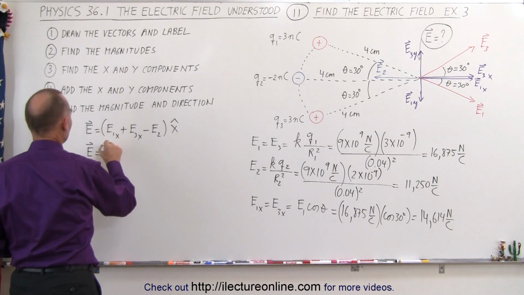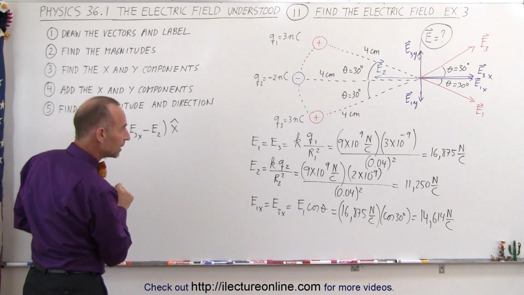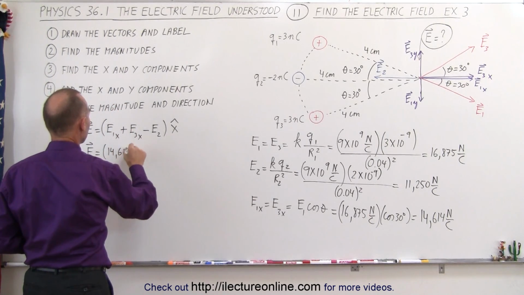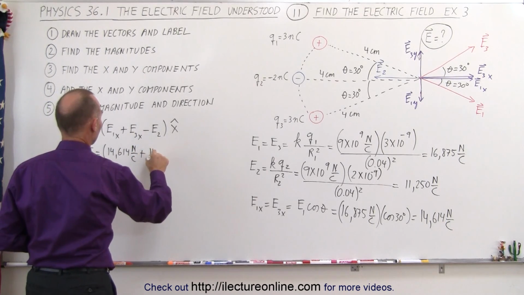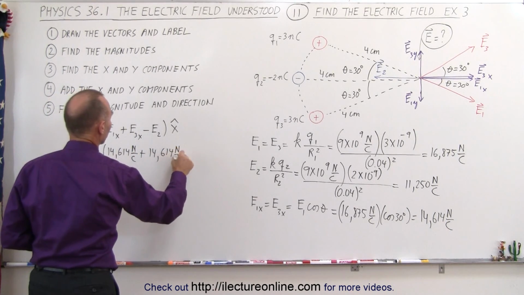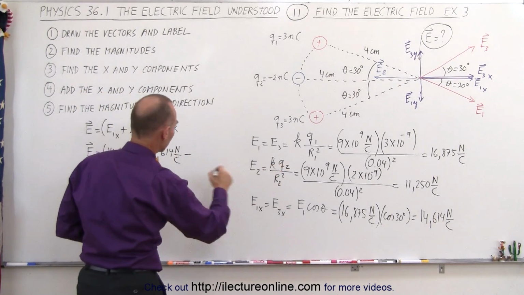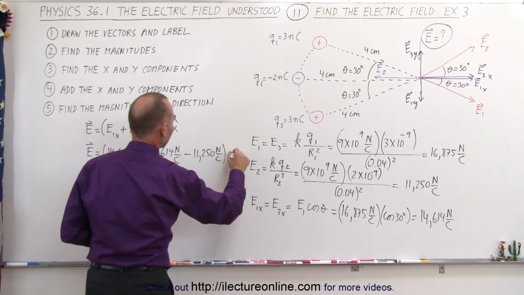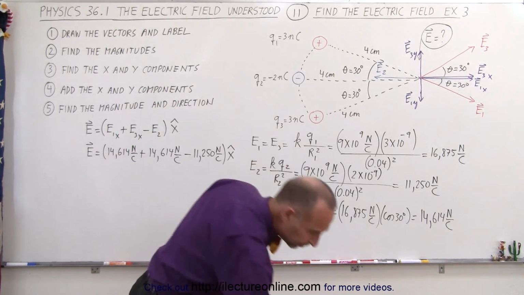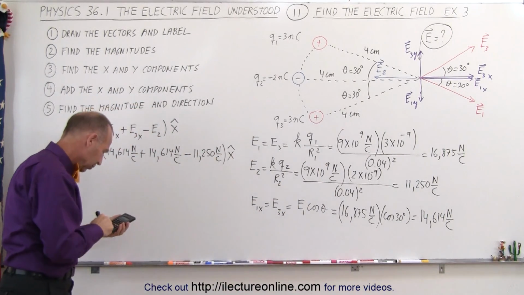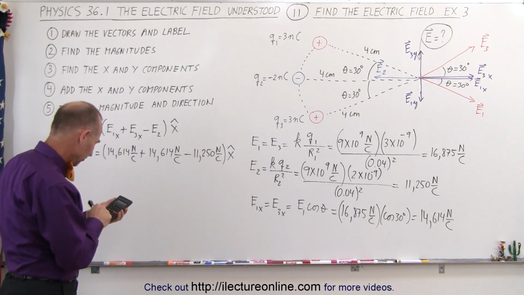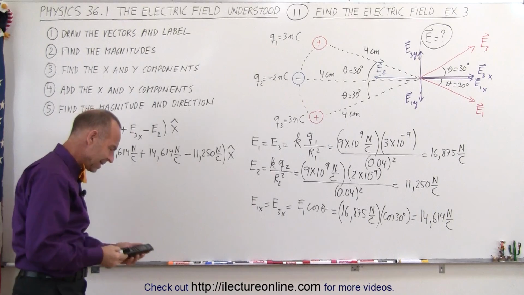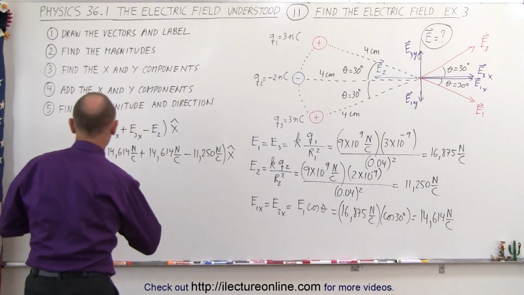So E is equal to E1x, that would be 14,614 newtons per coulomb, plus, again, 14,614 newtons per coulomb, because they're equal, minus E2, which is 11,250 newtons per coulomb, and that is in the x direction. So we multiply this times 2 minus 11,250, and we end up with 17,978. We'll just call it 18,000, round it off to 18,000 newtons per coulomb.